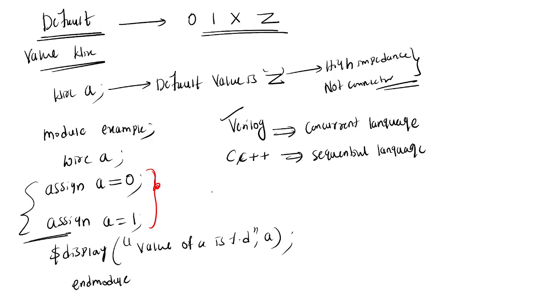So the compiler will throw the value A equal to x. Why? Because the compiler can't decide whether first I assign A the value 0 and after that A equal to 1. The compiler can't decide either A equal to 0 or 1, so it will give A equal to X. You can try this program in the Vivado tool: assign A equal to 0, assign A equal to 1, and you will get A equal to X.